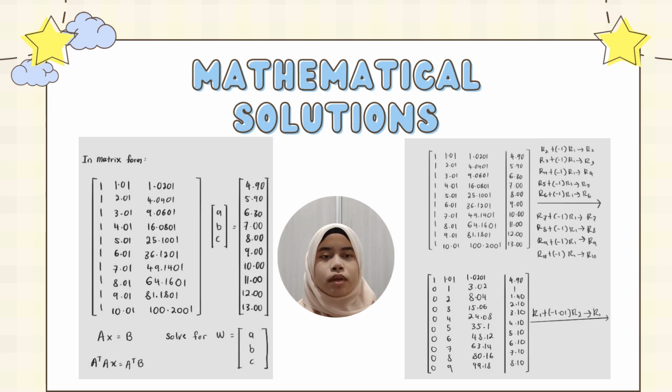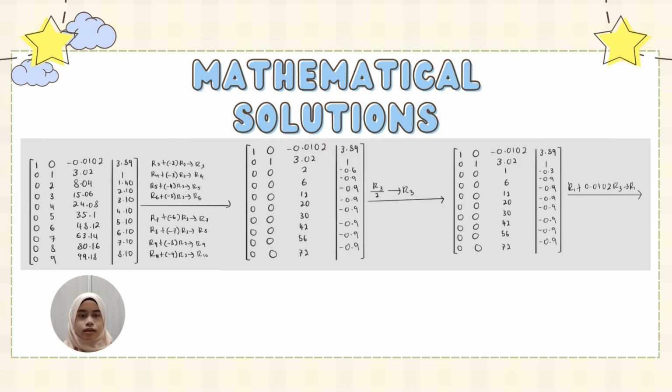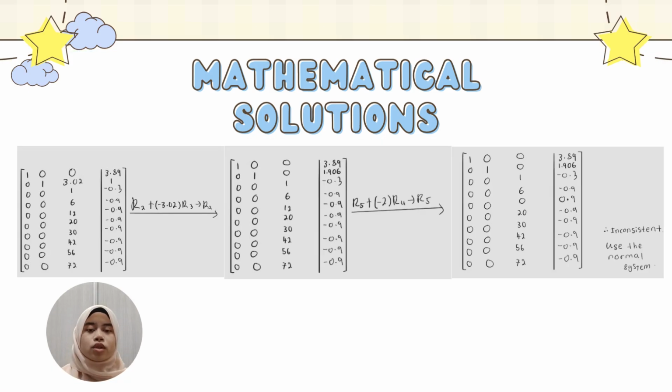We make the first column into a leading one. Continue on the next slide. We will also turn the second column into a leading one, which left us with the third column, and we will reduce it until it cannot be reduced. As we can see on the fifth row, there is a false statement. Therefore, the system is inconsistent. Because the system is inconsistent, we will use the normal system, which is A transpose AX equal to A transpose B, which I now will be explaining.